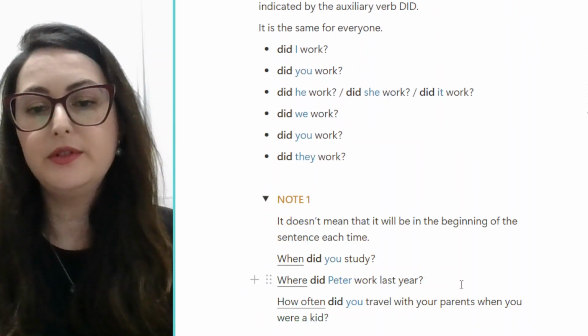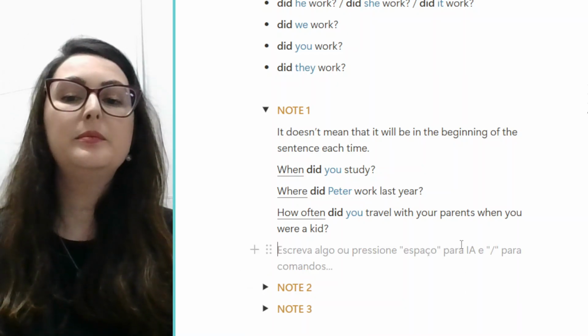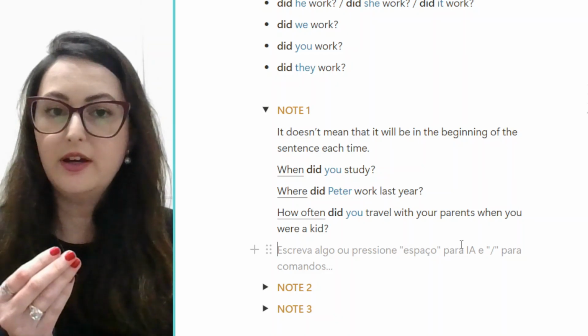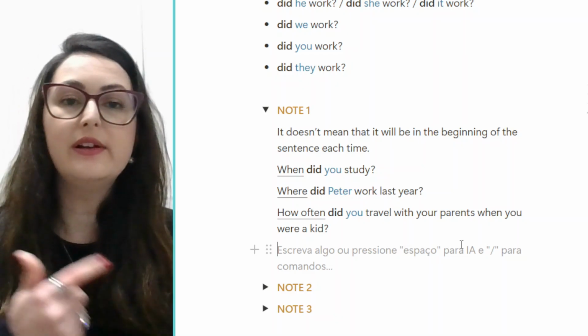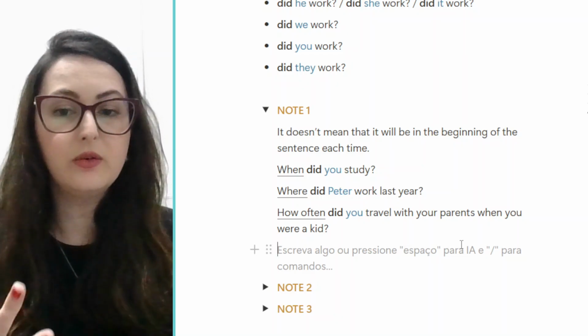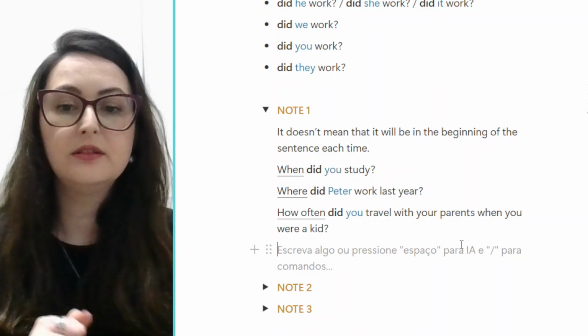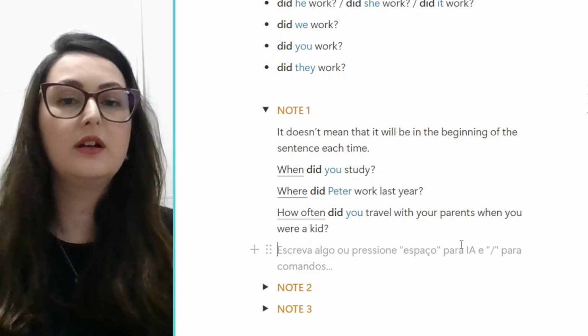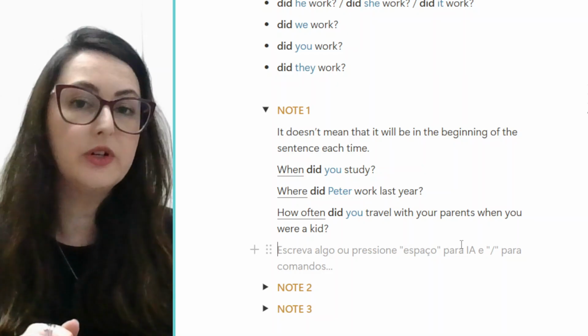Now, the first note. It doesn't mean that it will be in the beginning of the sentence each time because we can have other expressions such as when, where, how often, what, how. Okay? So, as an example, when did you study? Where did Peter work last year? How often did you travel with your parents when you were a kid?